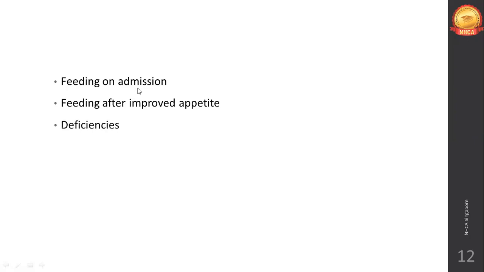Then deficiencies, first we have to focus on vitamin A deficiency. On page number 168, for those who have the textbook, table 8.7, you can see what kind of dosages you are supposed to give to the kids at different ages.